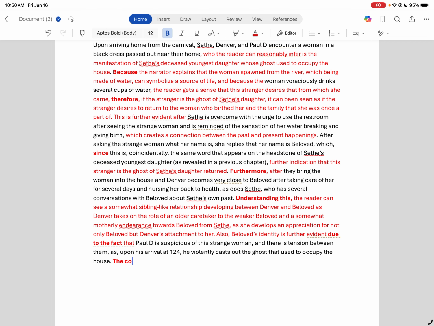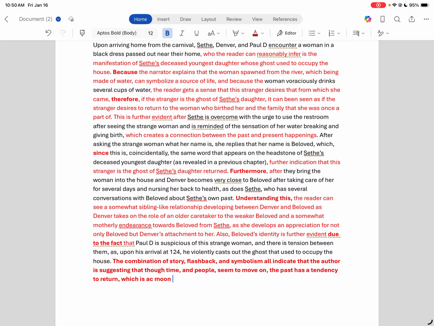We're going to say the combination of story, comma, we do have a flashback, comma, and symbolism all indicate that the author is suggesting that though time, comma, and people, comma, seem to move on, the past has a tendency to return, which is a common theme in Southern Gothic literature, period.